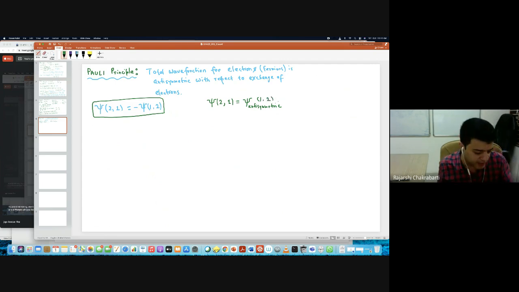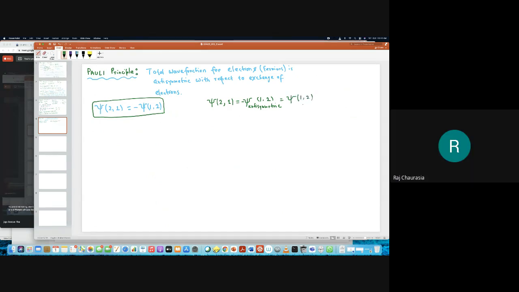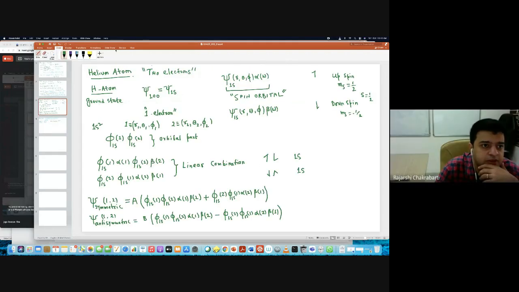How many of you have understood this? Sir, minus, it means that basically that is equal to your psi 1 2. Yes, tell me. The wave function that you have written for symmetric, then it's not possible. Yeah, this is not acceptable for electron, because of the Pauli principle.